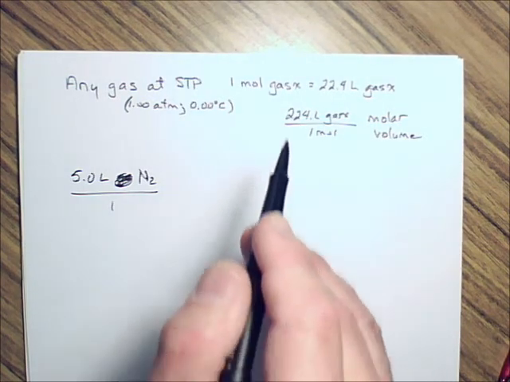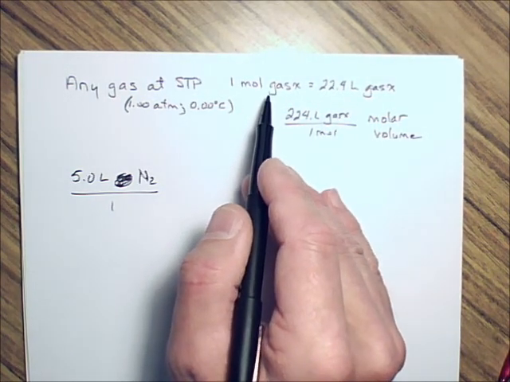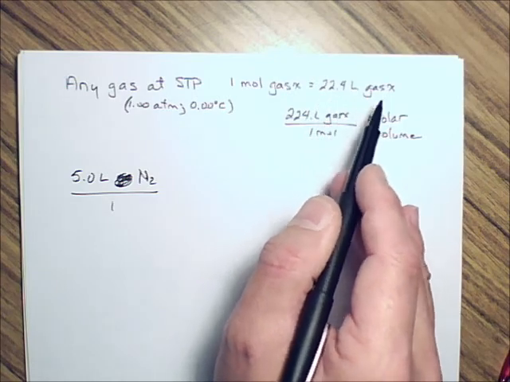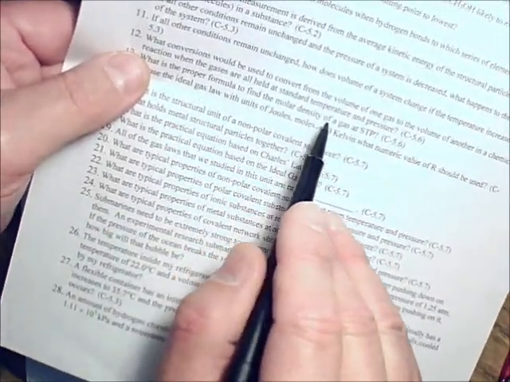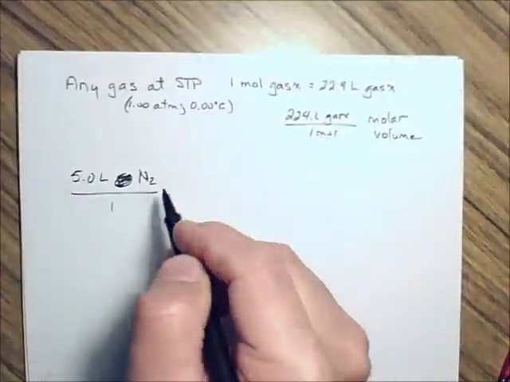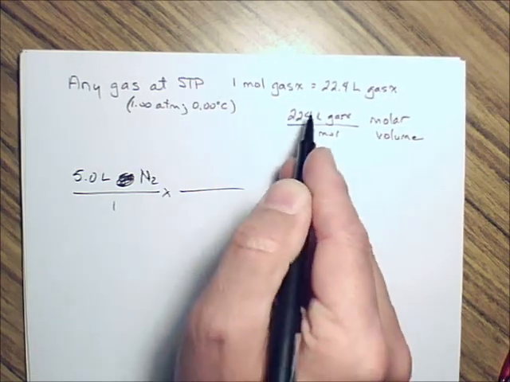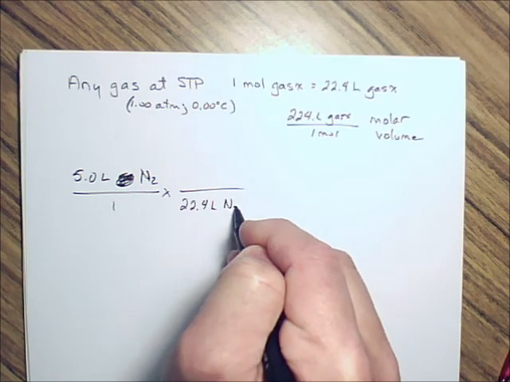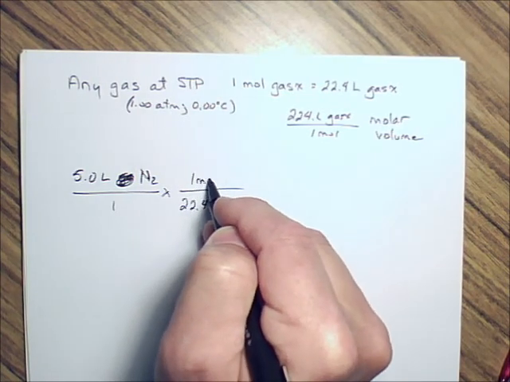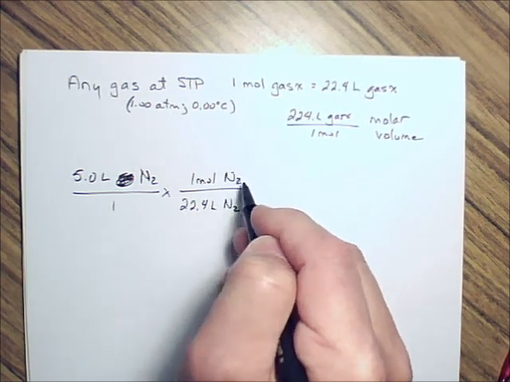Here's an equality statement for molar volume. Right here: 1 mole of any gas is equal to 22.4 liters of that gas at STP. And the question for number 12 is saying that they are at standard temperature and pressure. So I can convert from liters to moles using that ratio right there. 22.4 liters of N2 equals 1 mole. So there's one conversion I need.